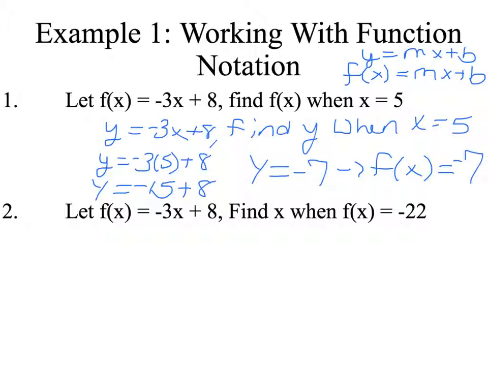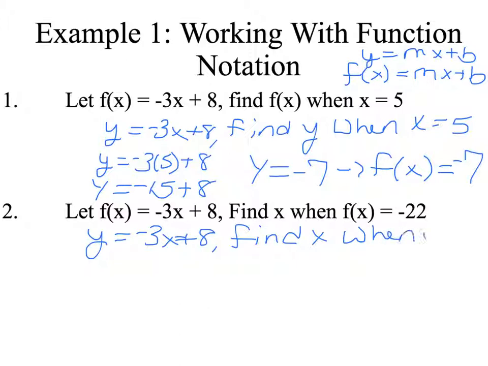Okay. So let's look down at problem 2. Problem 2 is just like the first one. And if you like, we can change it to y again. So y equals negative 3x plus 8 again. This time I want to find x when y is negative 22. I change the f of x to y. So negative 22, take the y out, plug negative 22 in, equals negative 3x plus 8.